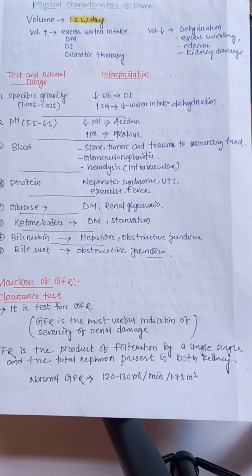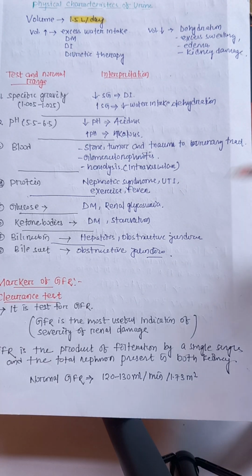So let's see, the marker of GFR is the clearance test. A clearance test is generally done to assess the glomerular filtration rate. It is the test for GFR, and GFR is the most useful indicator of the severity of renal damage. In renal patients we will check the blood urea, the serum creatinine, and GFR. These three are the most used nowadays.